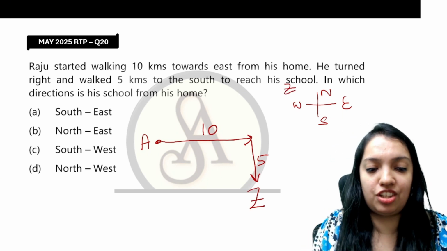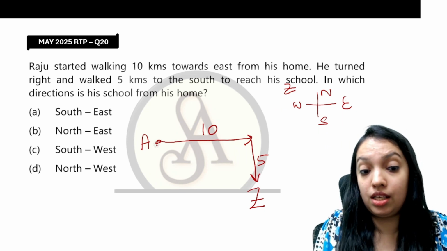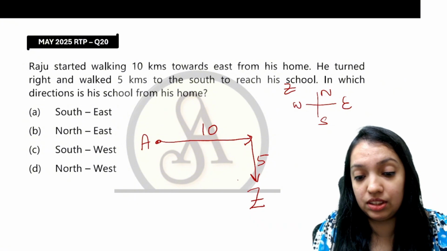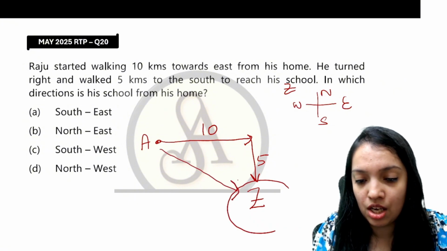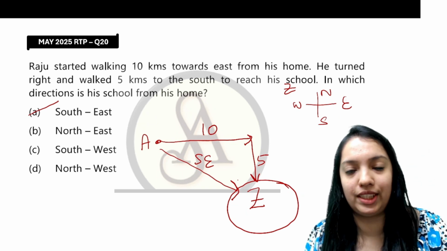In which direction is his house from the school? His school is from the house in this direction, known as dash, southeast direction. So your answer is option A, southeast.